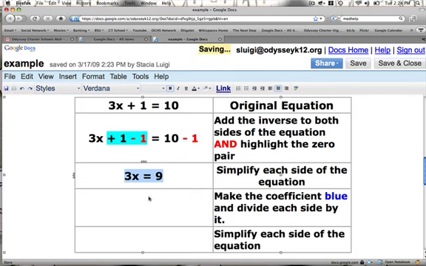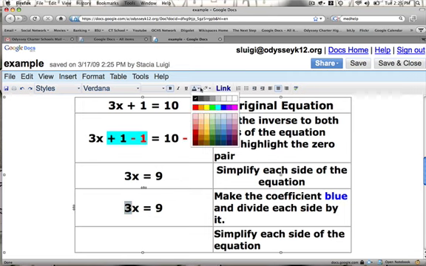So you're basically combining your two kinds of one-step equations. So I'm going to take this equation right here, I'm going to copy that and I'm going to put it down into the fourth step, control V. And here I have to make the coefficient blue and divide each side by it. So I come up here, I make that blue, and I'm going to leave it highlighted. I'm going to control copy.